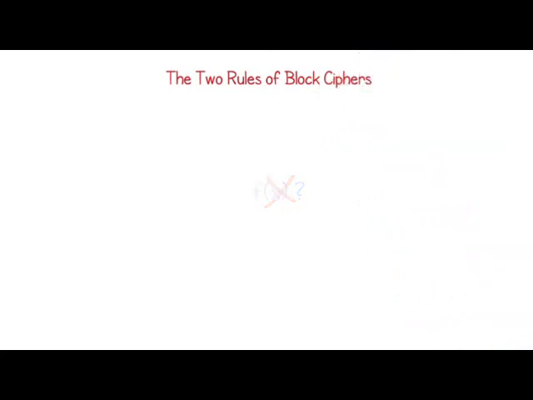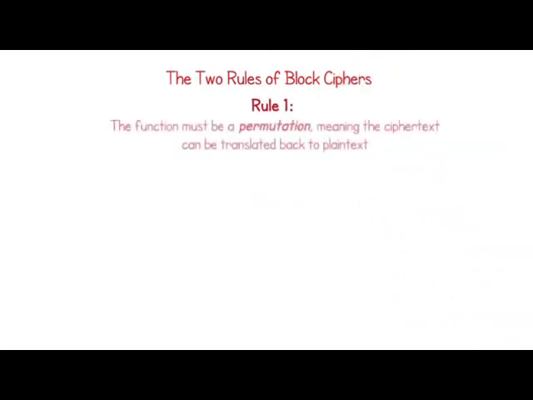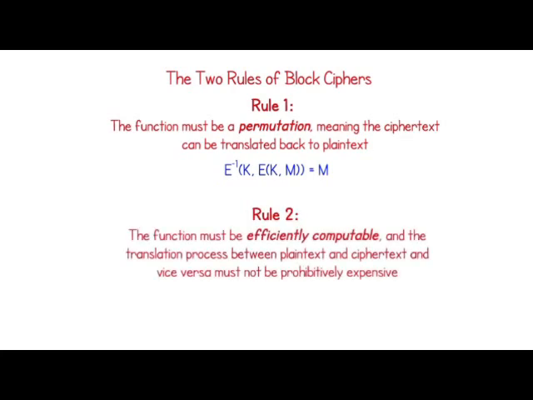There are 2 rules of block cipher. Rule 1: the function must be a permutation, meaning the ciphertext block can be translated back to plain text. Now we can go to the second rule. The function must be efficiently computable, and the translation process between plain text and ciphertext, and vice versa, must not be computationally expensive. It is used for the internet.